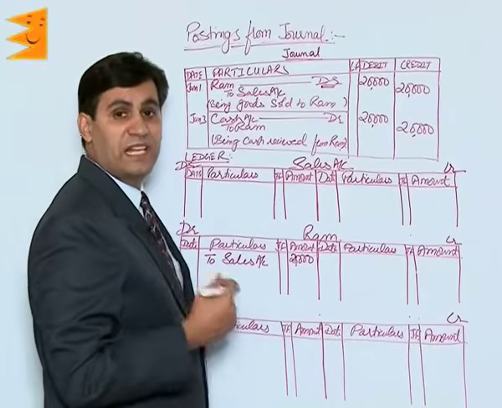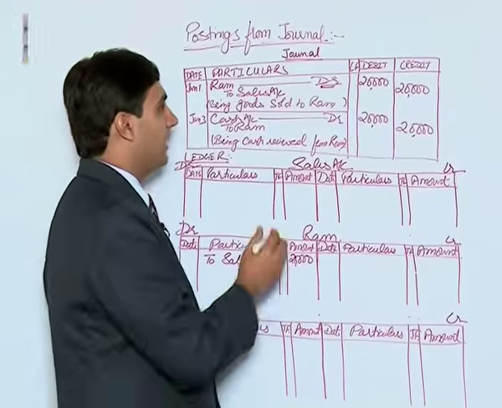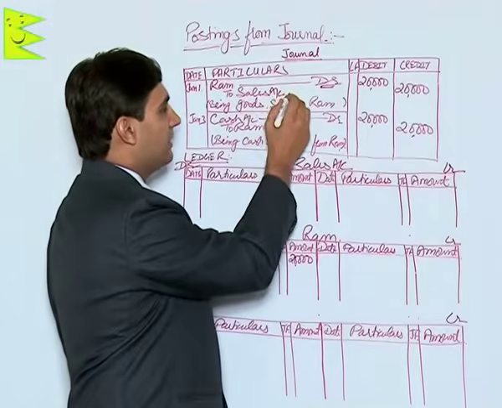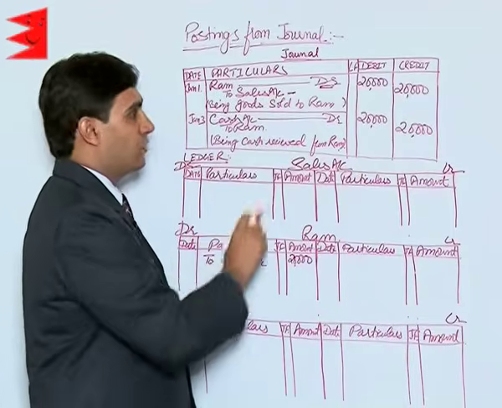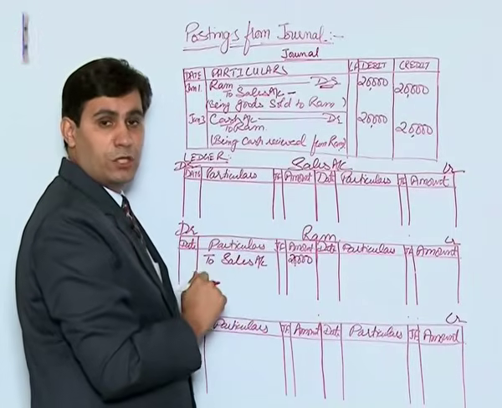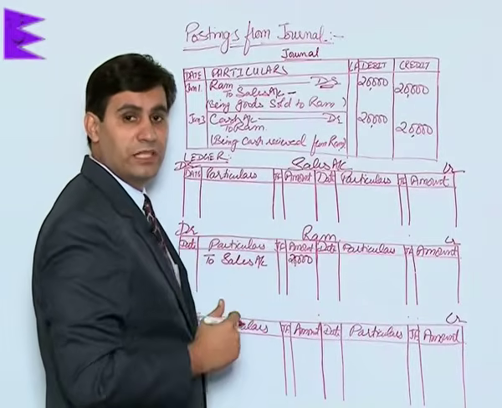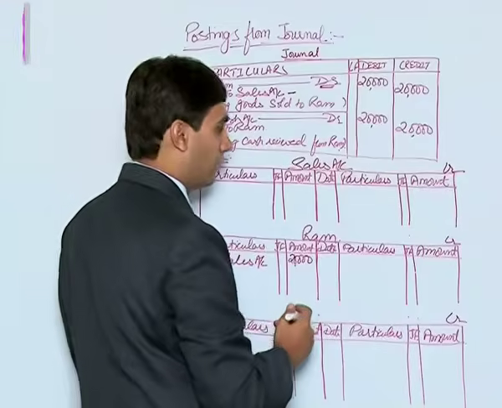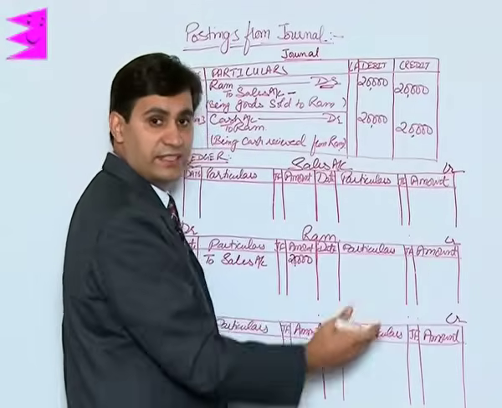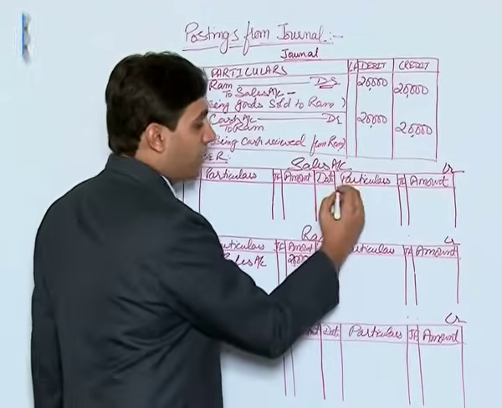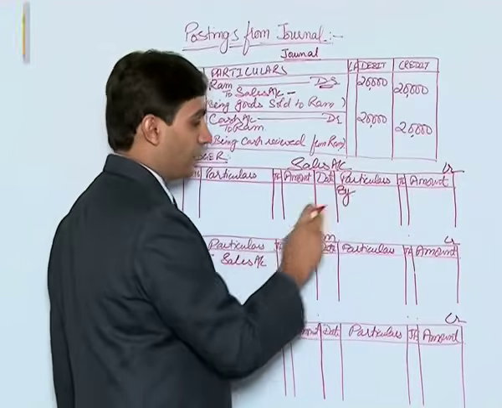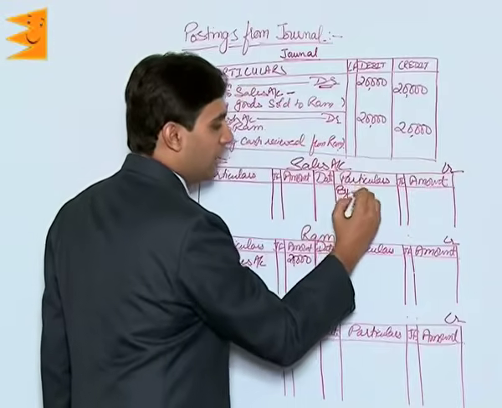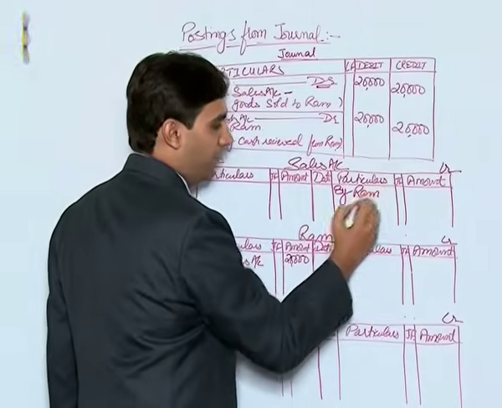Now coming to the second effect of this transaction. The second account that has been affected in this transaction is sales account. We have sales account here. Now sales account has been credited. So this posting will appear on the credit side of the sales account. The credit side is the right hand side. So every entry on the credit side is preceded by 'By' and the name of the other account, RAM.